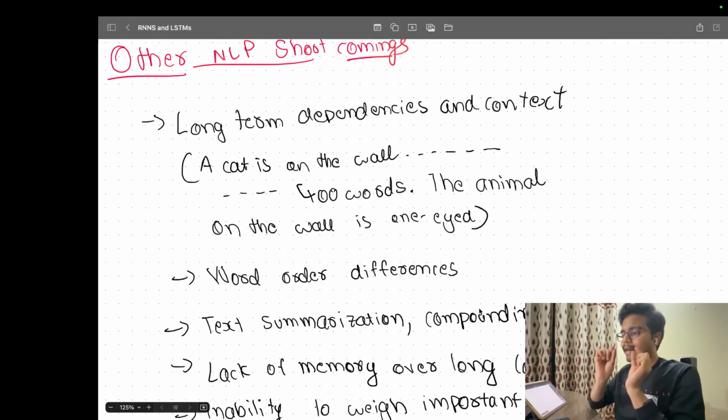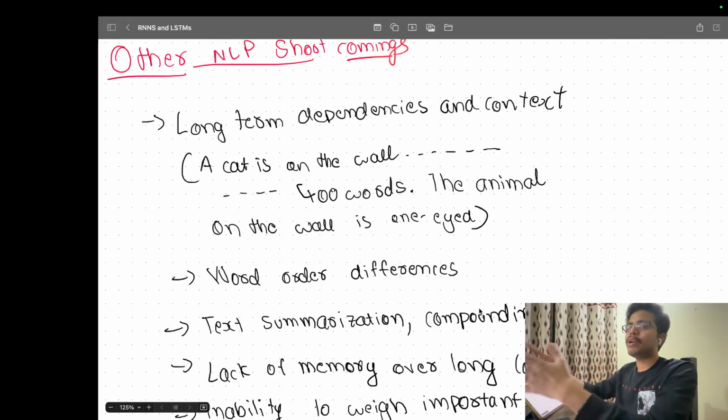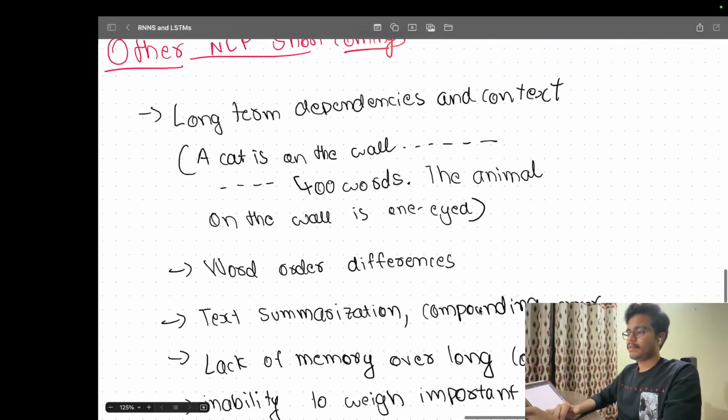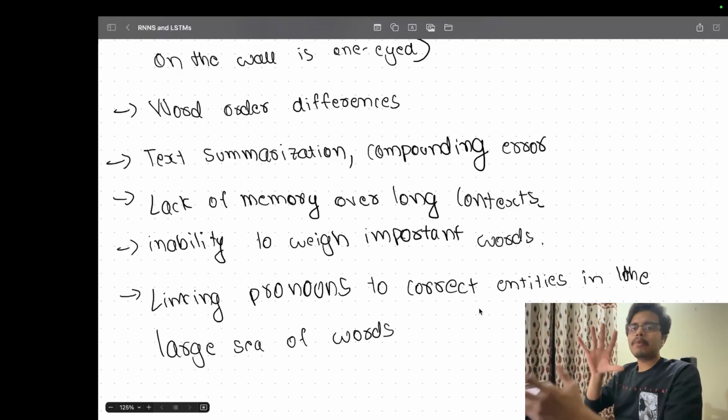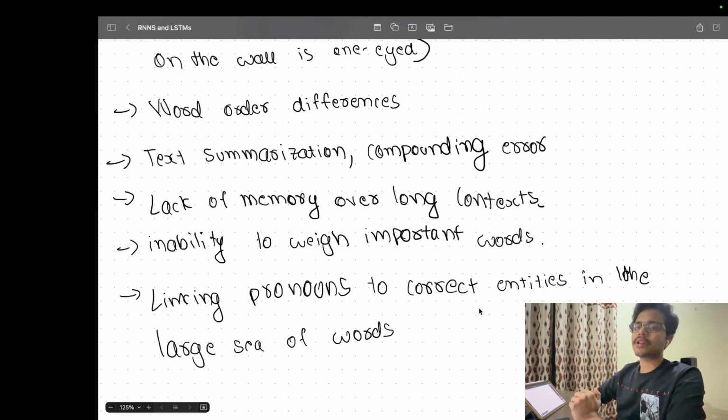The individual contextual information of words, like a cat on the wall, all of this is being lost in the sea of words. And also, again, there's a word order difference. When you're translating from one language to another, typically there won't be a word-to-word correspondence in the translation. We'll look at an example on that.